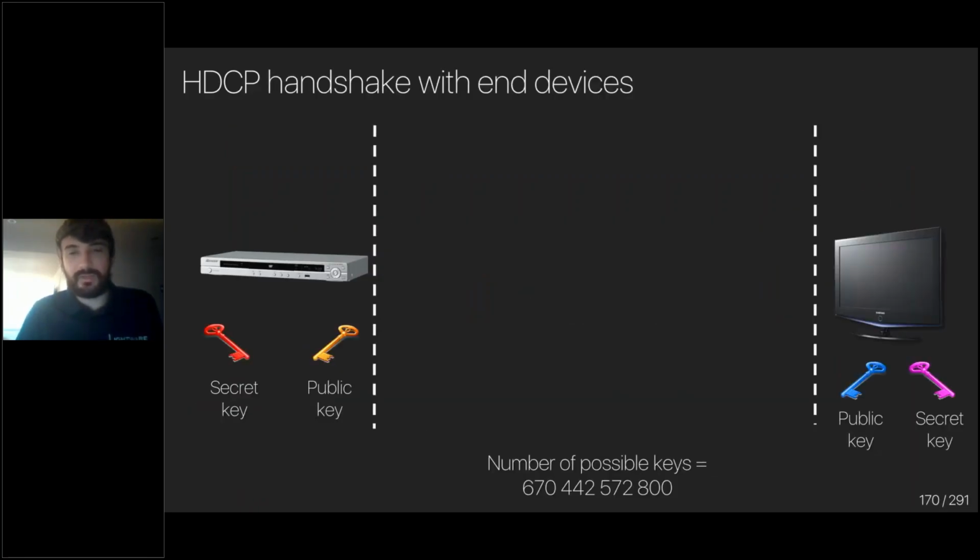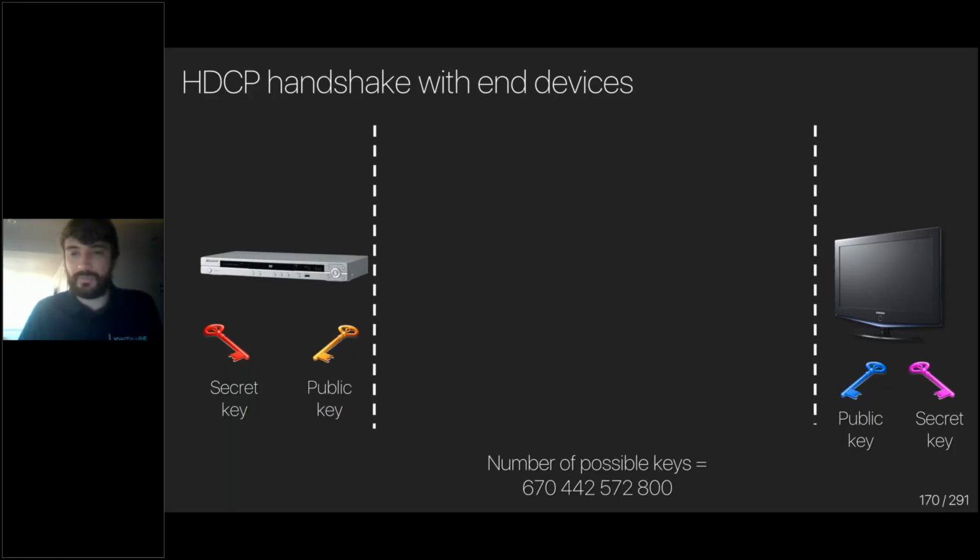So if we take a quick look at what happens when we connect a source and a sink, and the source wants to send an encrypted signal, first they perform the basic handshake that we saw in the EDID management part yesterday, and then each device has its public and secret key. The public key is allowed to be sent over the cable, that's why it's public, but the secret key never leaves the device.